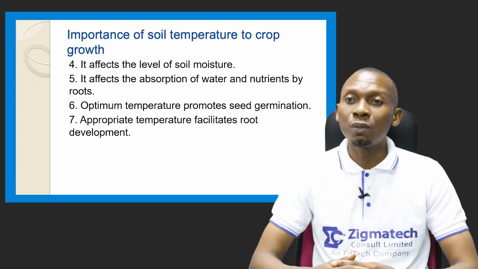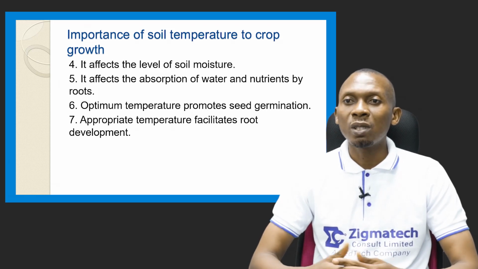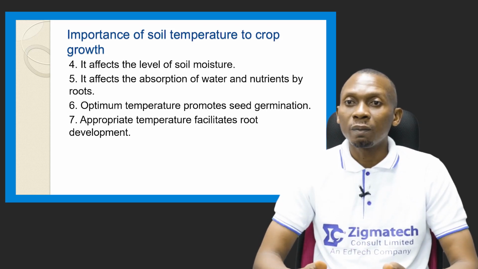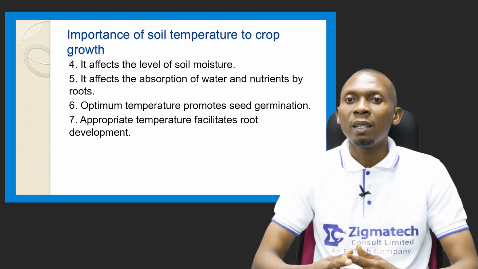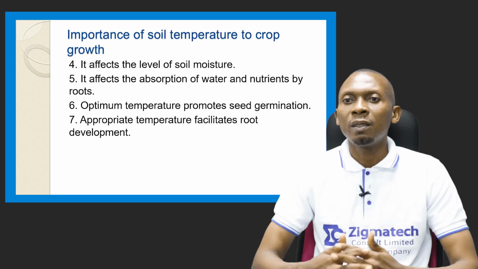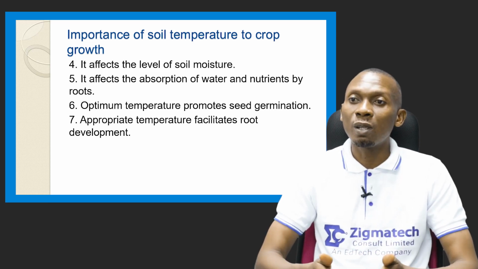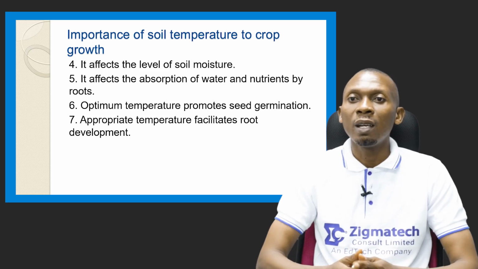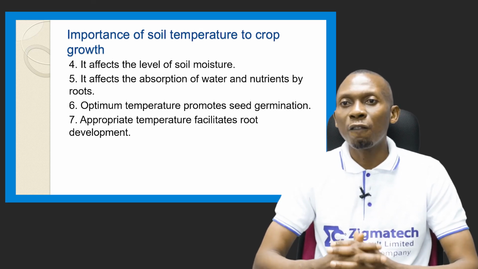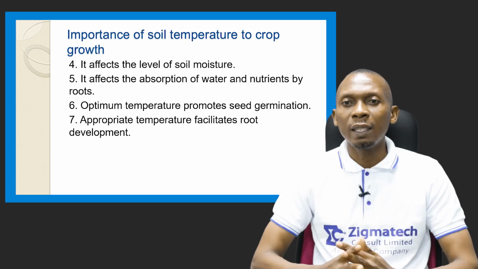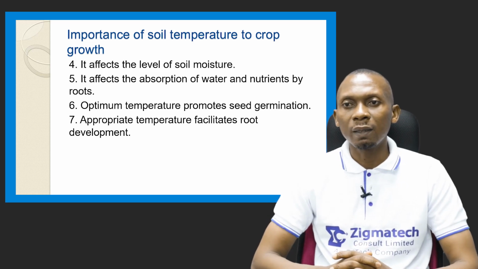It can also affect the absorption of water and nutrients, because when the level of evaporation is high, there will be a high loss of water, and that will affect the absorption of water. And water is also the means through which nutrients can be absorbed by plants through the roots. So you can see that temperature can affect the rate of water absorption and the nutrients available to the plants.